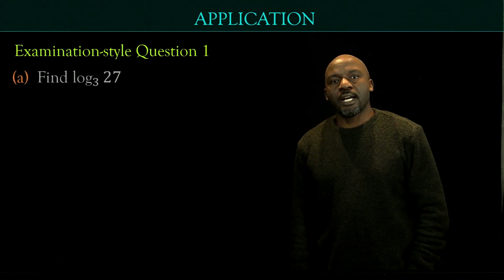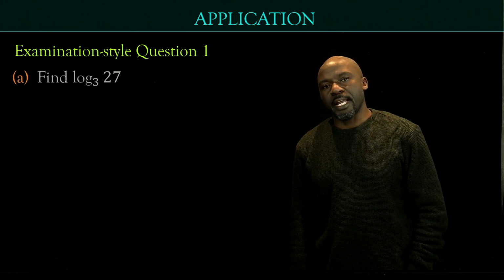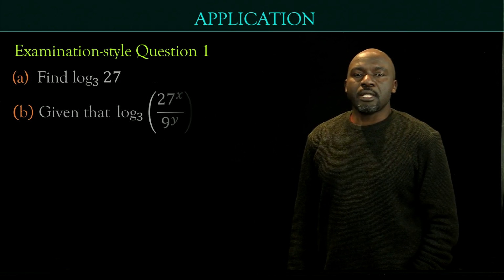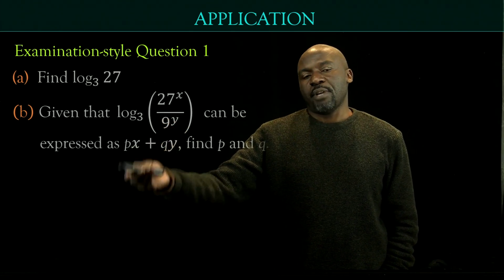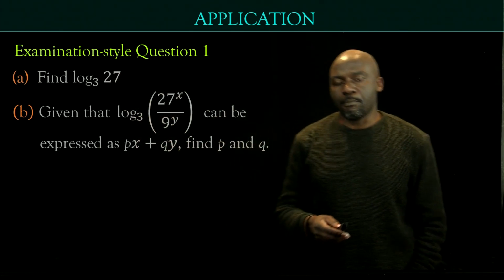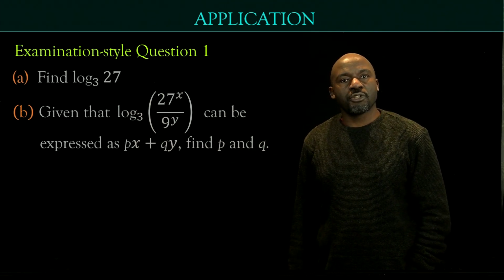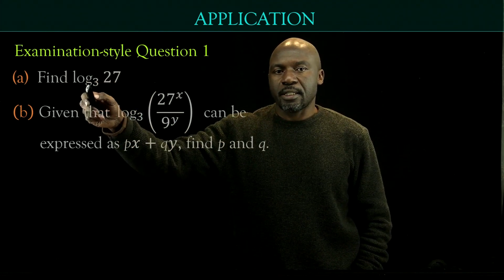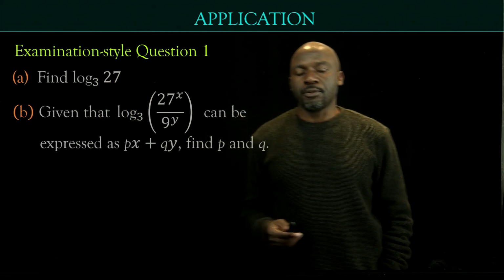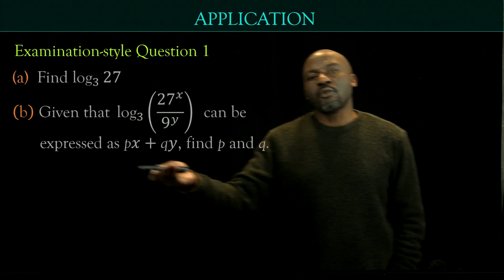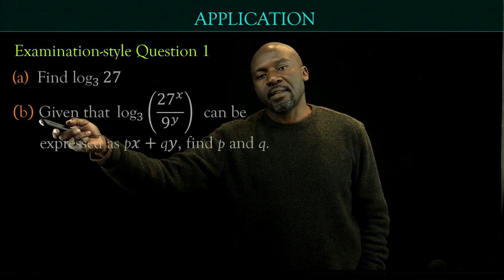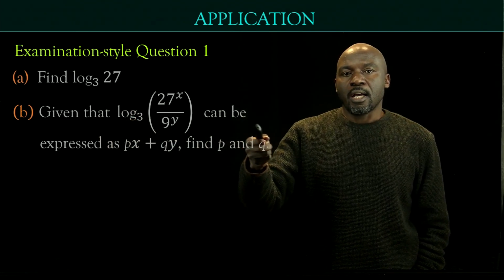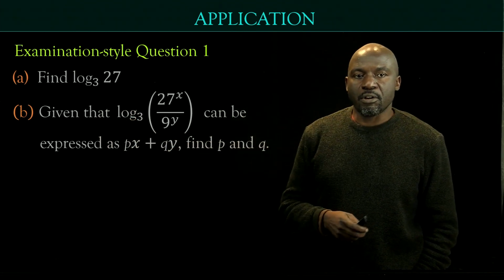Question 1a says find the log to base 3 of 27, and part B basically will follow on from part A. Usually this is how exam questions are. Somehow you will usually use the ideas you get in part A to be able to continue in part B. So the common way of asking the question would be hence or otherwise, given that this can be expressed as this, find the value of P and Q.